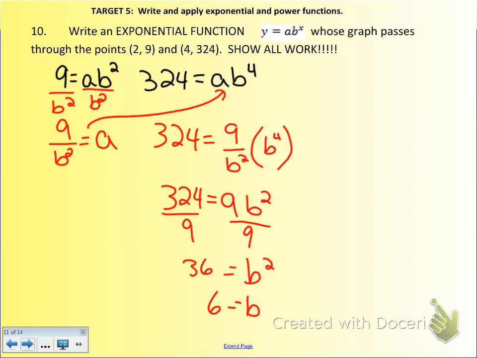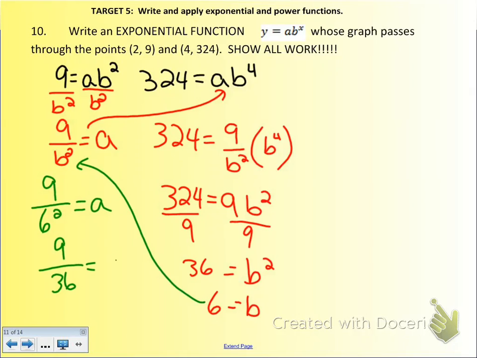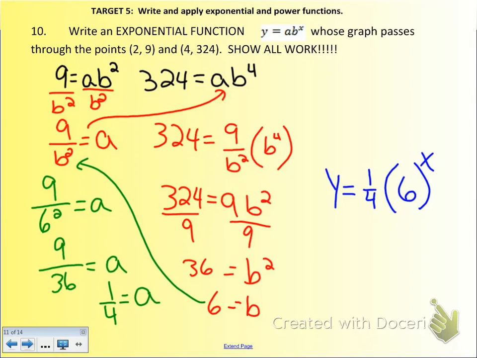Then we're going to take that answer and plug it in here. So we get 9 over 6 squared equals a. So 9 over 36 equals a. So a equals 1/4. And our final step is just to write it as an equation. So we get y equals, our a comes first, so 1/4, and then parentheses, 6 to the x power.